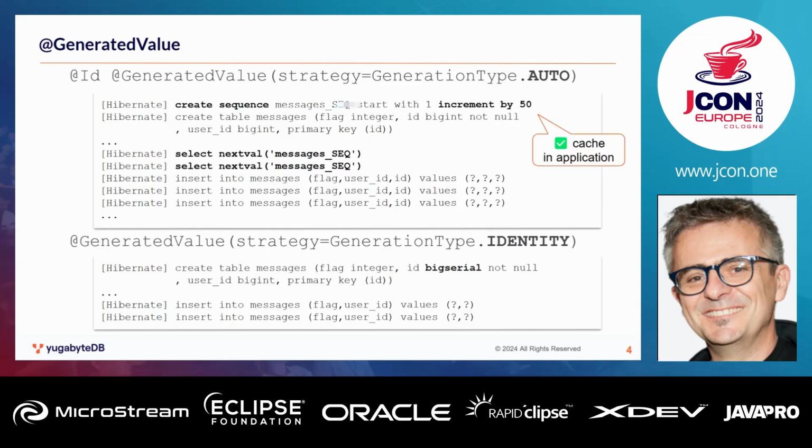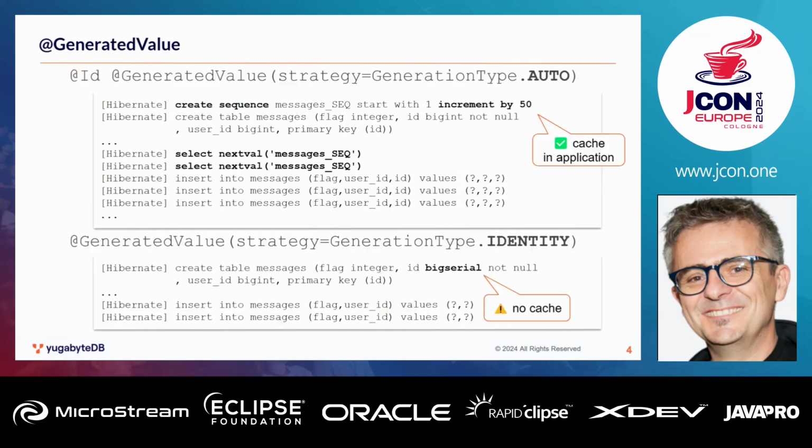What is important to see is that the first one, when it creates a sequence, it creates it with an increment by 50, so that it doesn't have to get a number for each row. It will get a number, increment the sequence by 50, and then knows that it can use 50 values before asking for another one. So that's already an optimization.